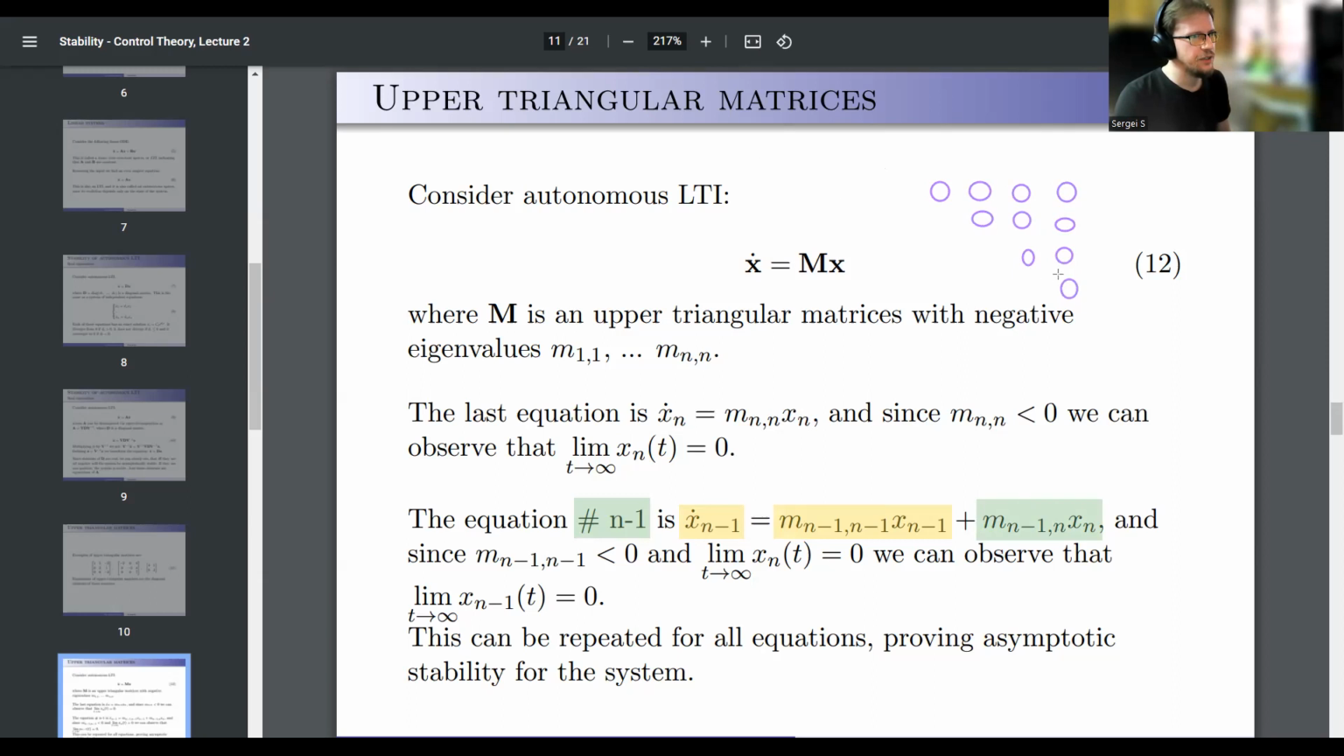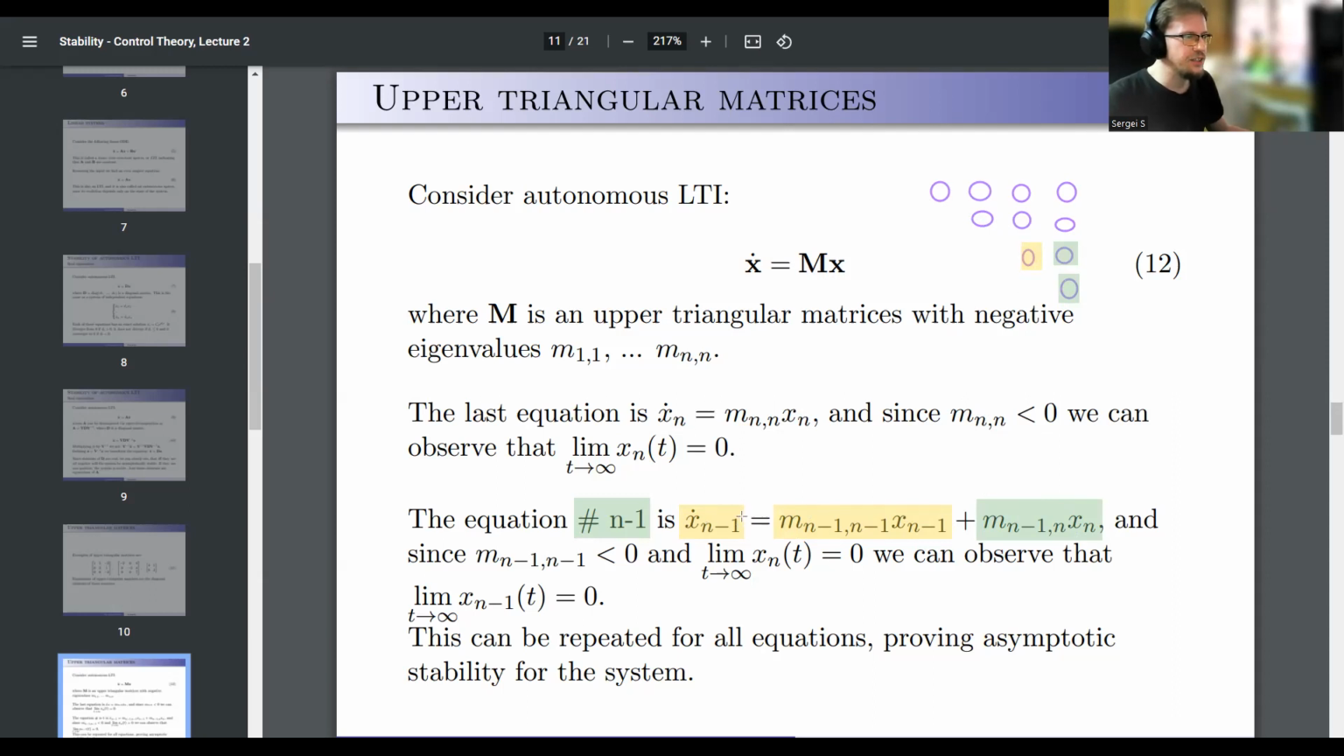So this is the last equation. The equation we discussed here is this equation. Then there will be another equation, etc. So this is xn, this is m_nn, and this influences how xn behaves. Xn dot will be here somewhere. So this is how I know this situation here.